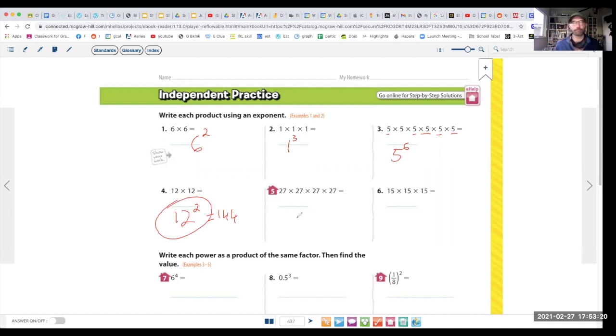Okay, now you try number 5. Ready, go. All right, so we have 27, and there's 1, 2, 3, 4 of them, so there's 27 to the 4th power. That's pretty easy, right? And let's try this one. Number 6, ready, go. All right, so you have 15, and there's 3 of them, so it's 15 to the third power. Notice this is not 15 times 3. It is not 15 times 3. It is 15 times 15 times 15, which is a very large number.